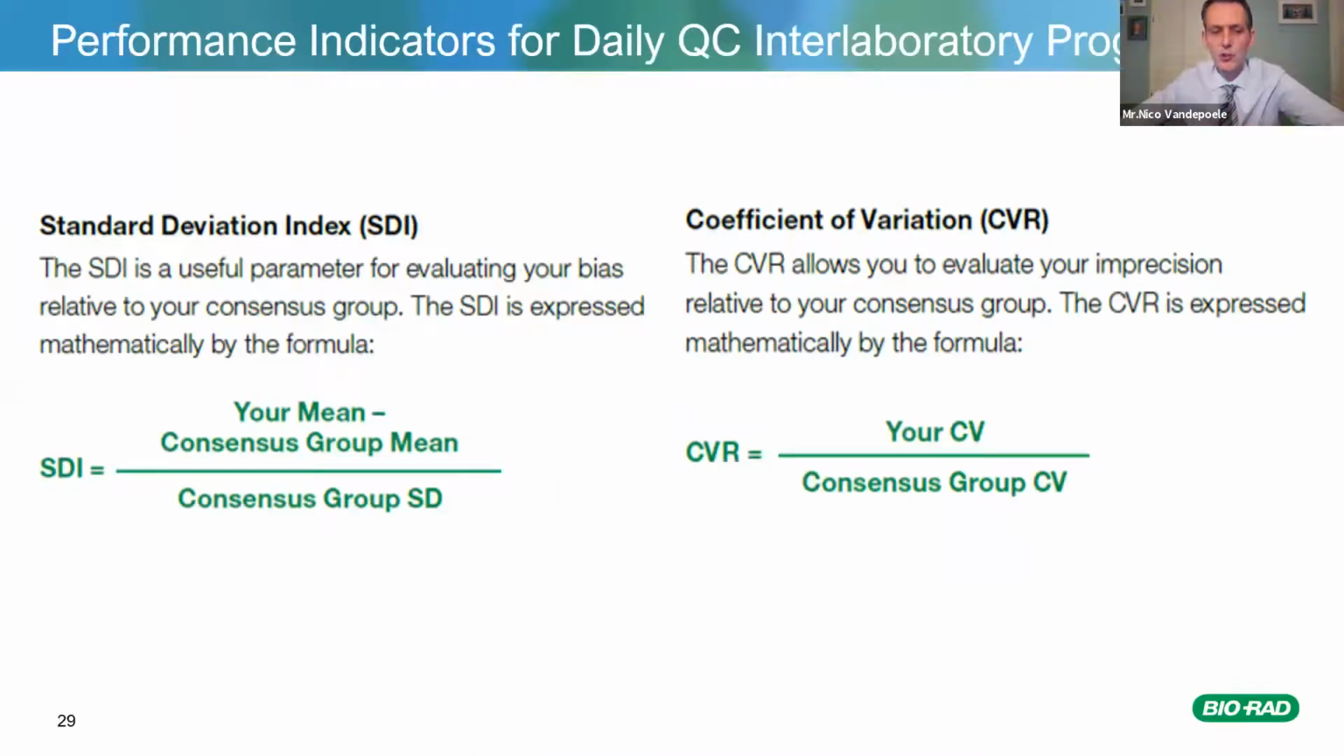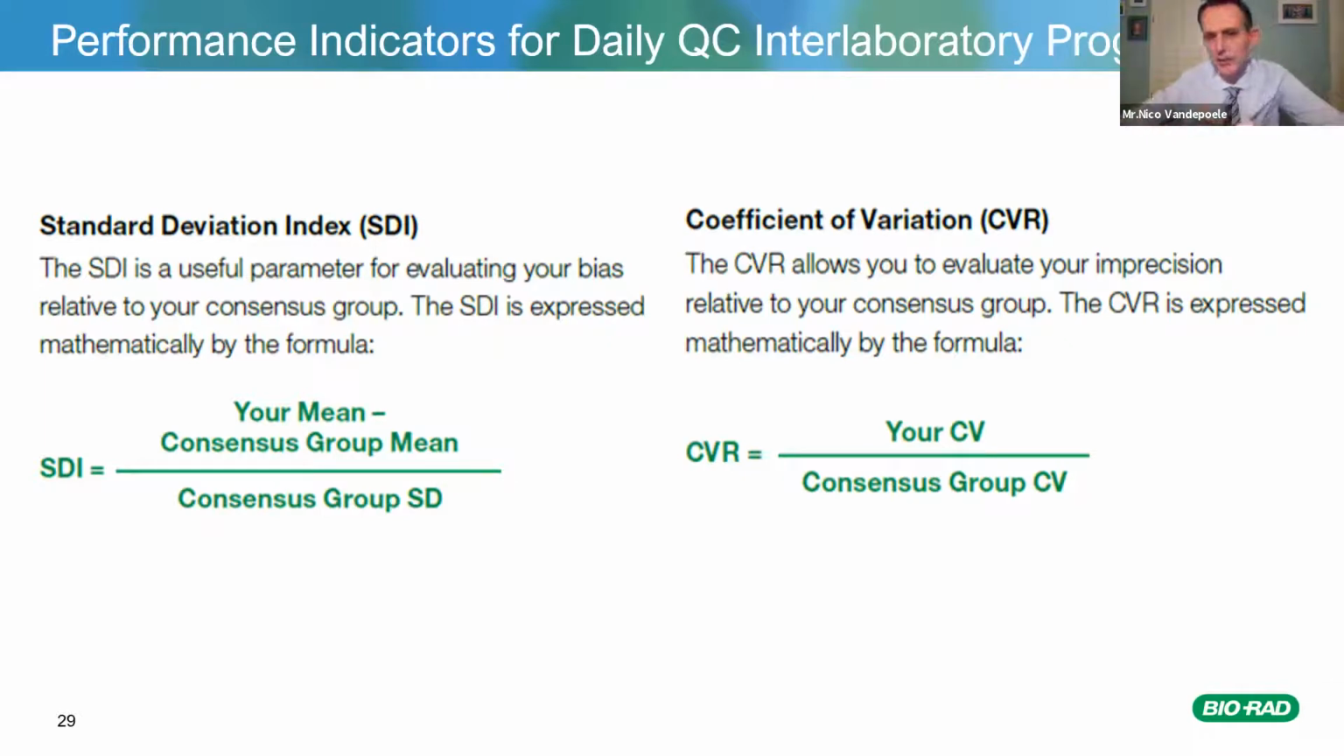When you participate in such a group, you have two performance indicators. You have a standard deviation index, which is your mean minus the consensus group mean divided by the consensus group SD. You can say, Nico, that's the same thing you just showed me about the Z-score, and you are right. A standard deviation index is the same formula as a Z-score, but the difference is that a Z-score is one result, while a standard deviation index uses your mean. So it is the mean of all your results that is compared to the peer, and a Z-score is just one result.